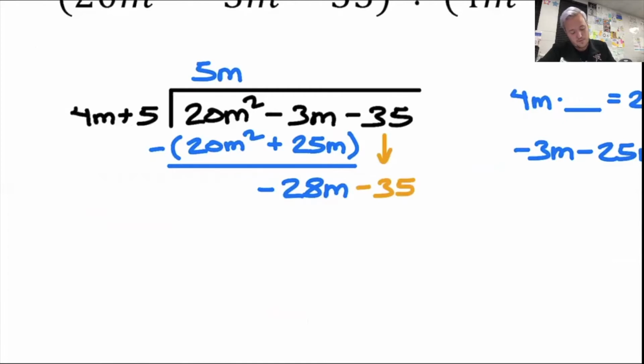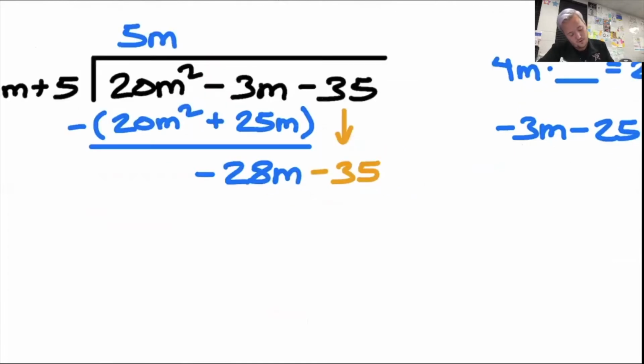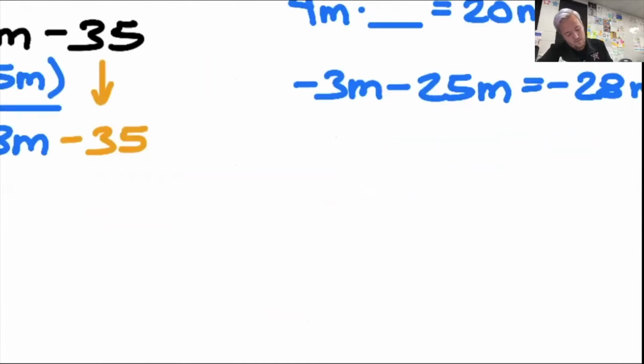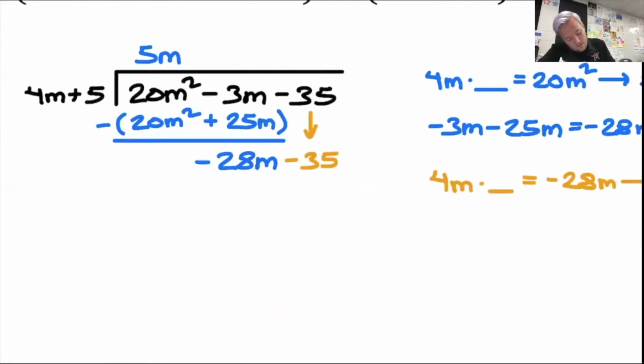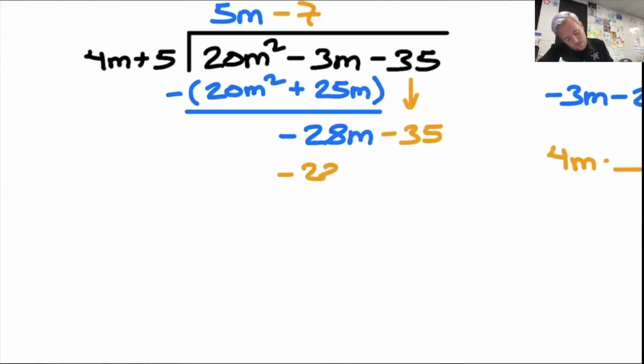All right, anyways. 4m times what value gives you negative 28m, which is negative 7. So negative 28m minus 35, subtract, and you get 0.